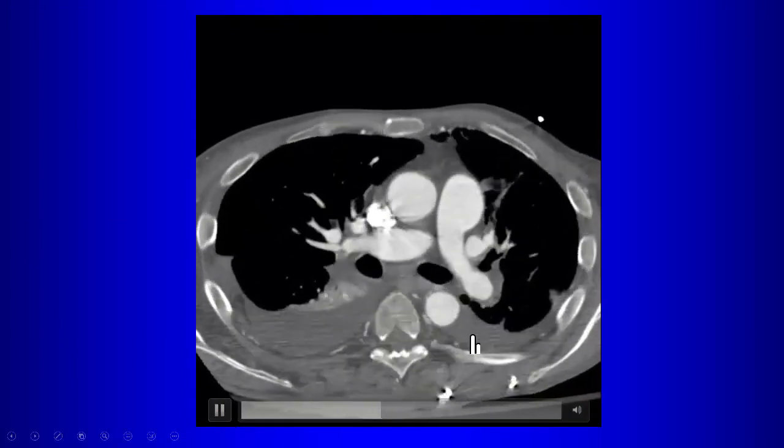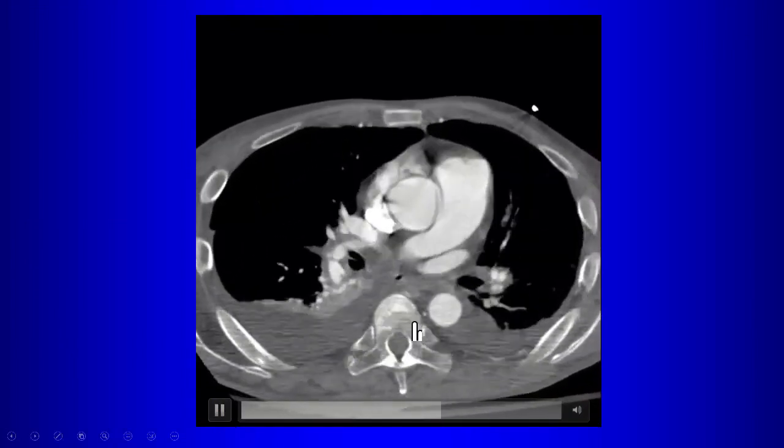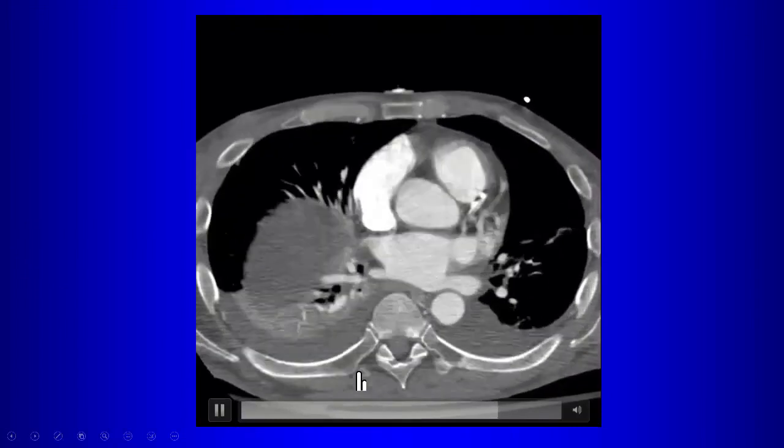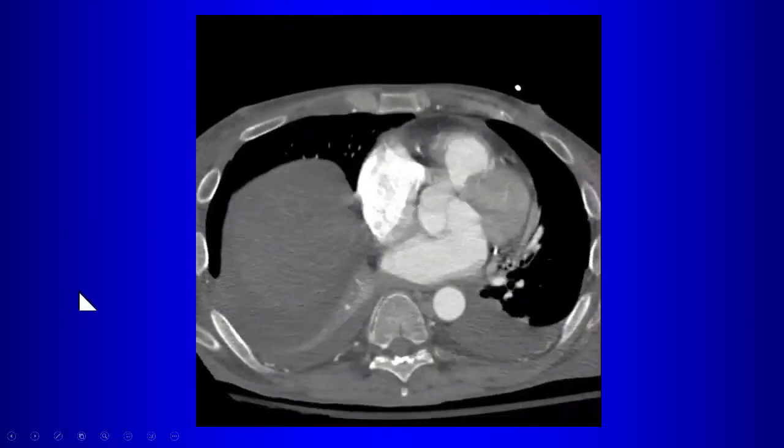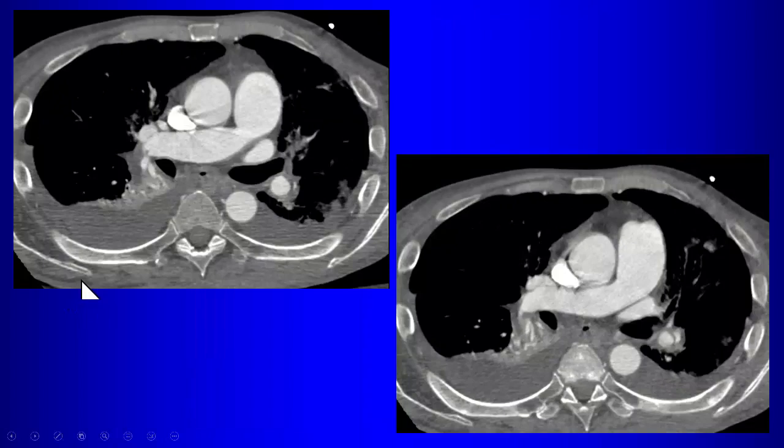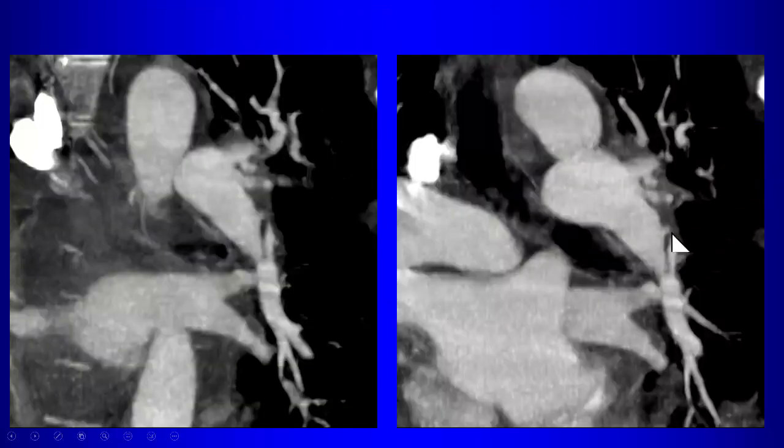Other findings can be webs in addition to eccentric filling defects. Okay, we can also see webbing within the vessels, and the webbing represents recanalization. Incomplete recanalization of the vessels can lead to webs within these vessels. And then again, if you're questioning it, a reformatted view can demonstrate this very nicely. Okay.